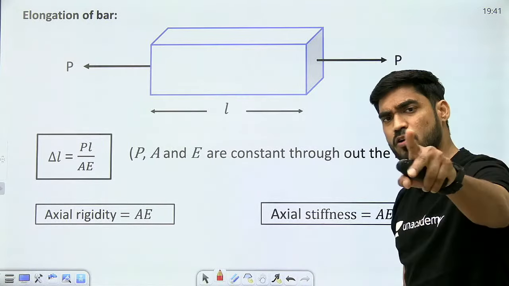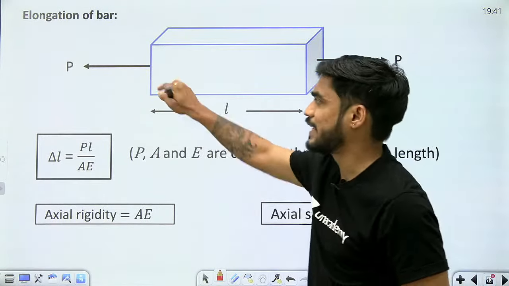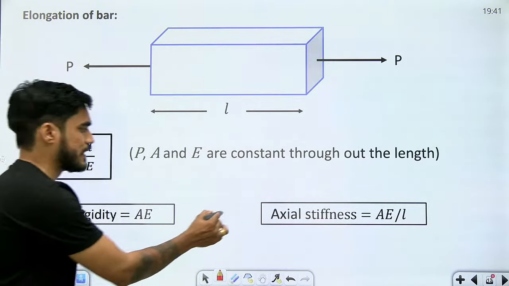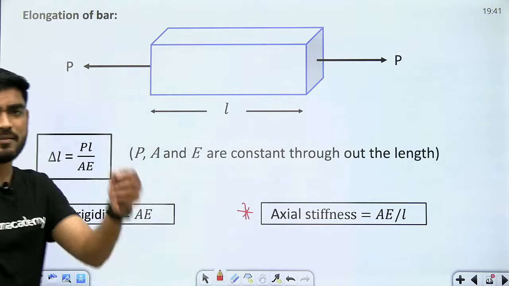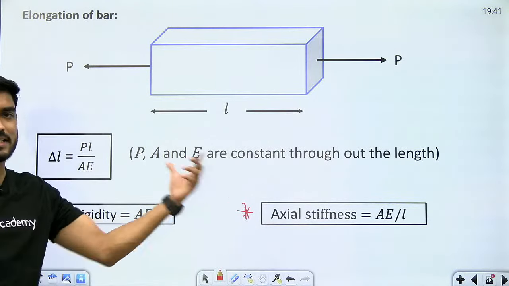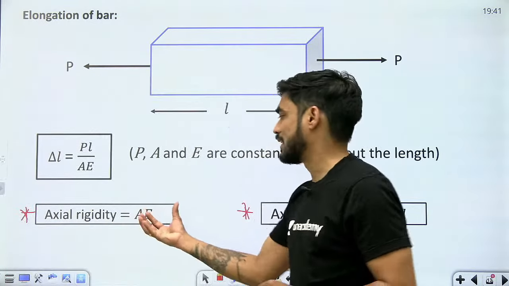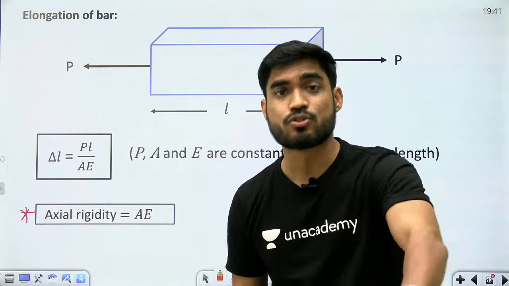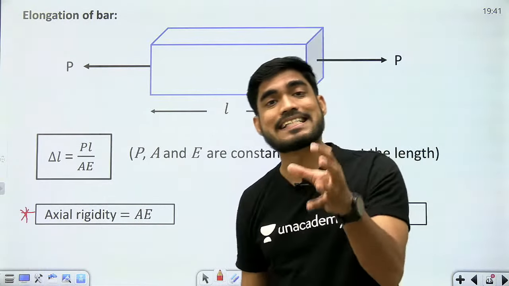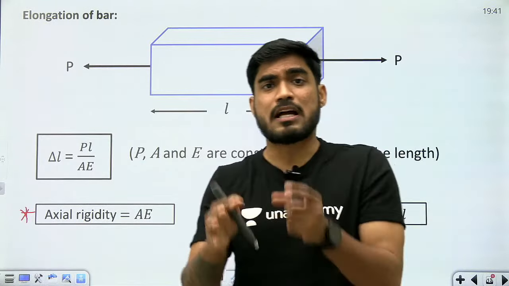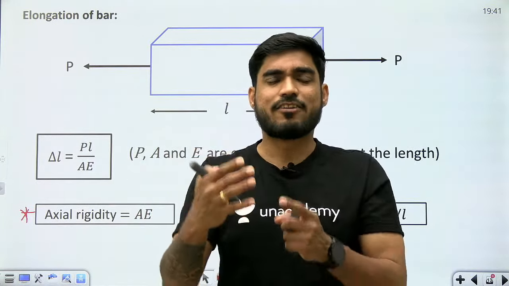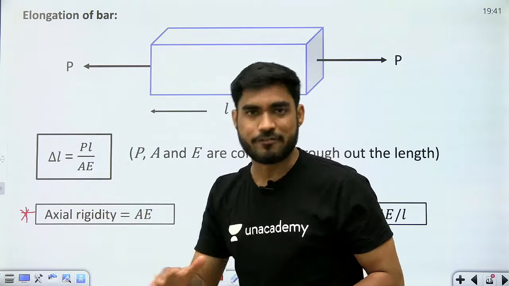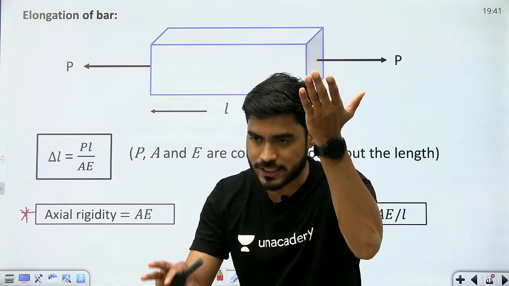Okay, now beta, there are two very important parameters related to the deformation, and those are axial rigidity and axial stiffness. Okay, तो कल ये मिस हो गया था, so please note this down and understand the meaning. Axial rigidity का मतलब क्या है? What is rigidity? Rigidity means the resistance to deformation. So if the body is rigid, it will resist the deformation. जितनी ज्यादा rigidity उतना कम deformation. If rigidity is more, deformation will be less.